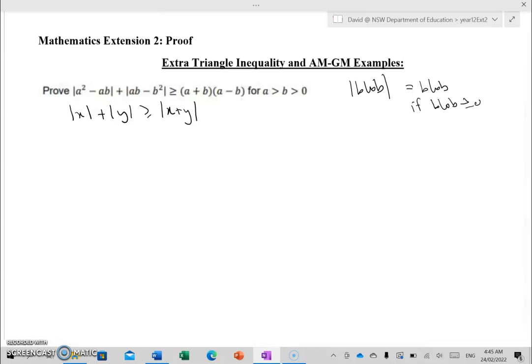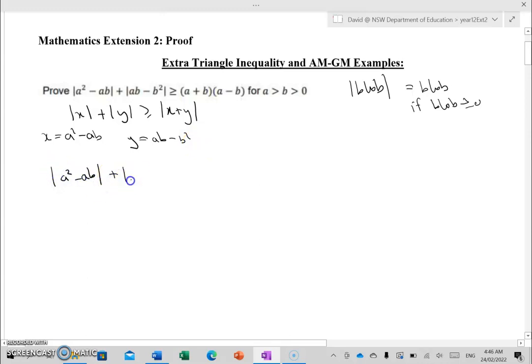So this just looks like a substitution into the triangle inequality type question, and a lot of triangle inequality questions are simply just substituting into the formula. Okay, so let's substitute x is equal to a squared minus ab, and let's substitute y is ab minus b squared, and see what happens. Okay, so you're taking a leap of faith here.